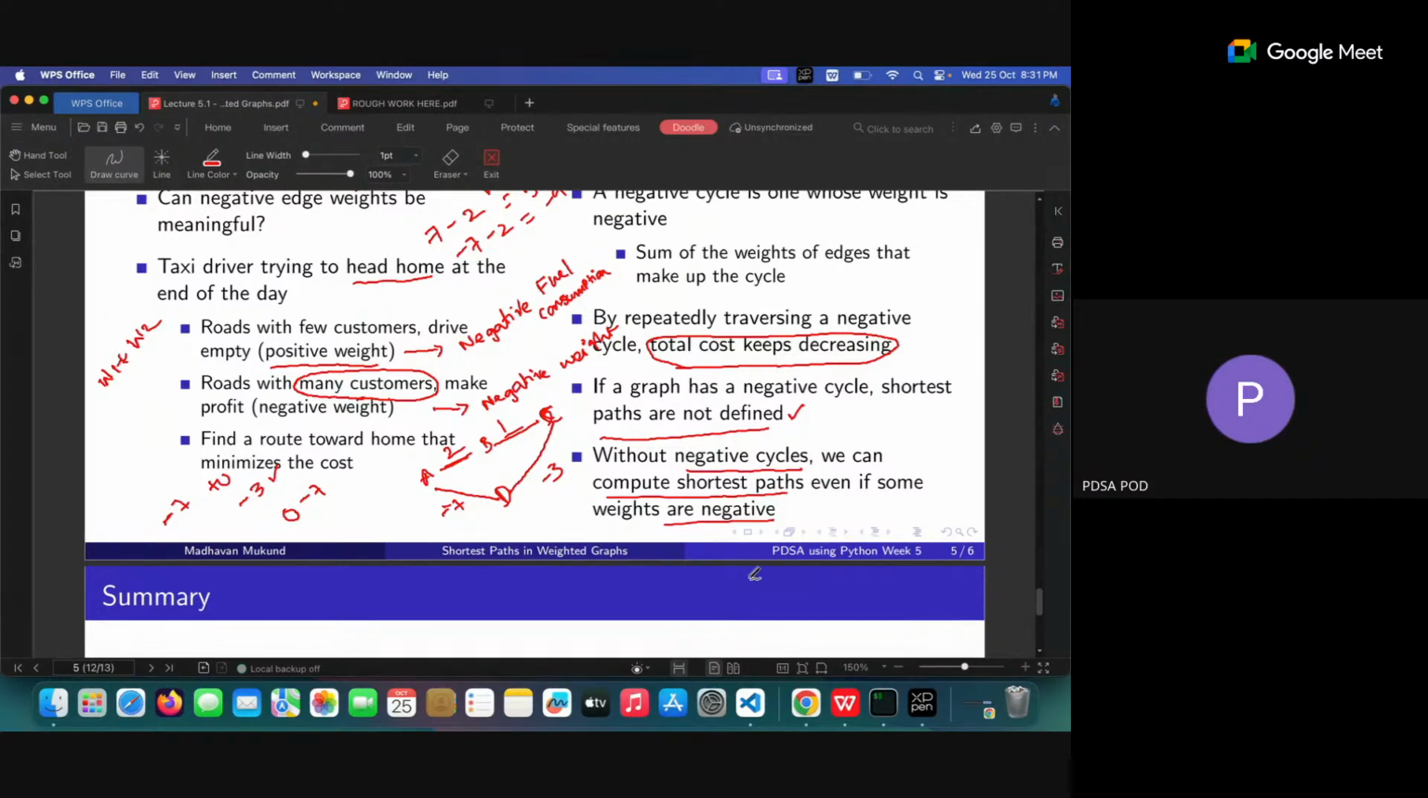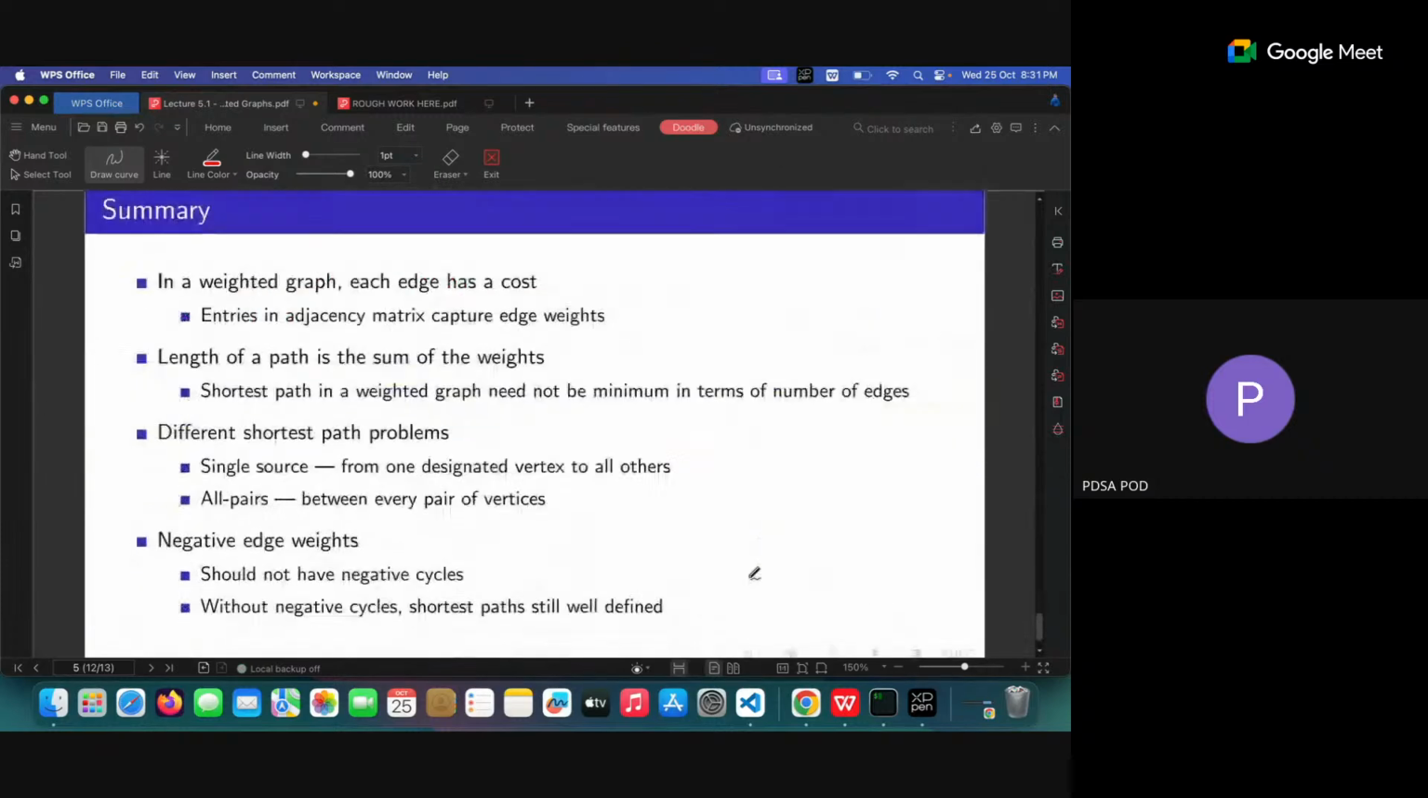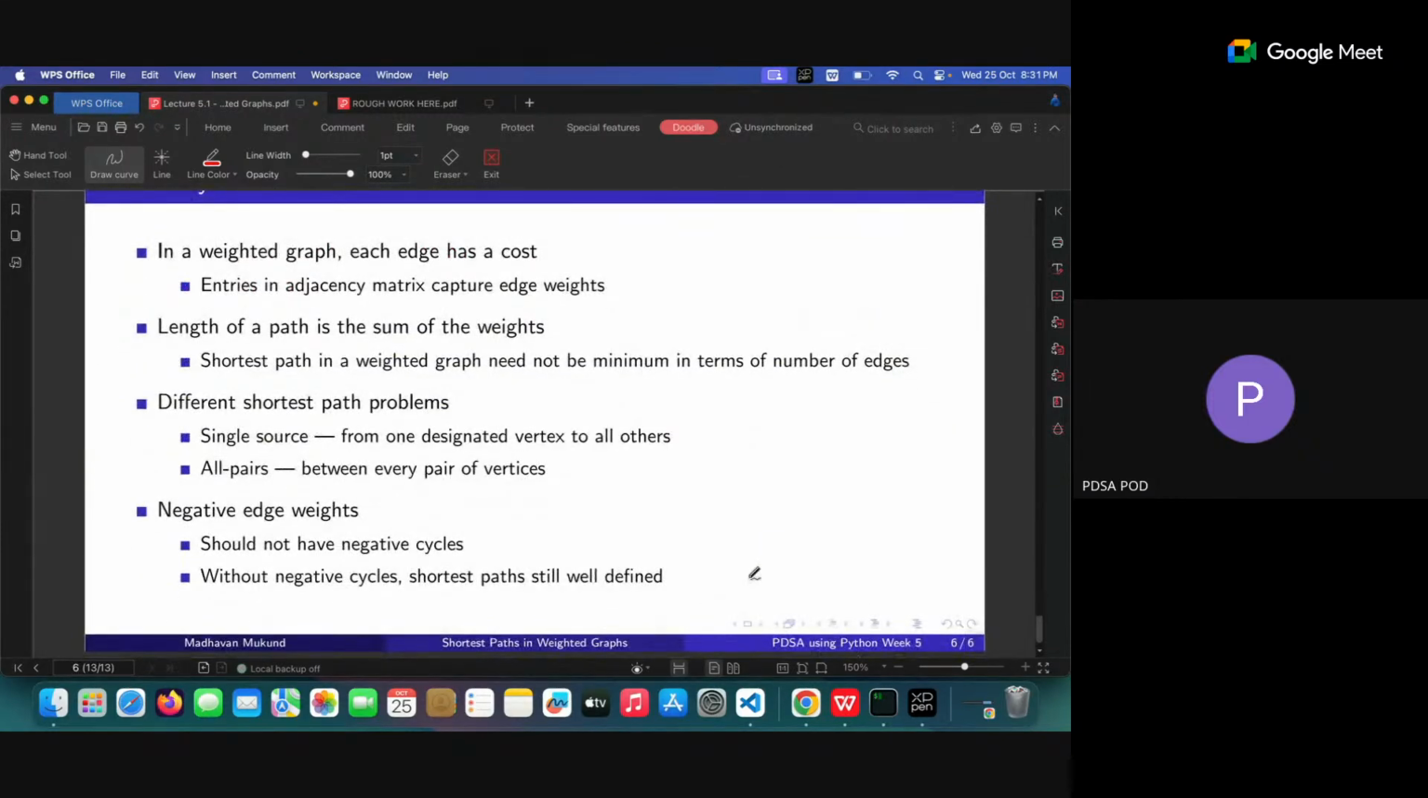A cycle is A to B, B to C, and again C to A. If this cycle results in a negative cumulative sum, then it is not possible for the shortest path. If it does not result in a negative sum, then no problem. You can proceed with the shortest path. Clear? This is the same summary as what was discussed earlier.